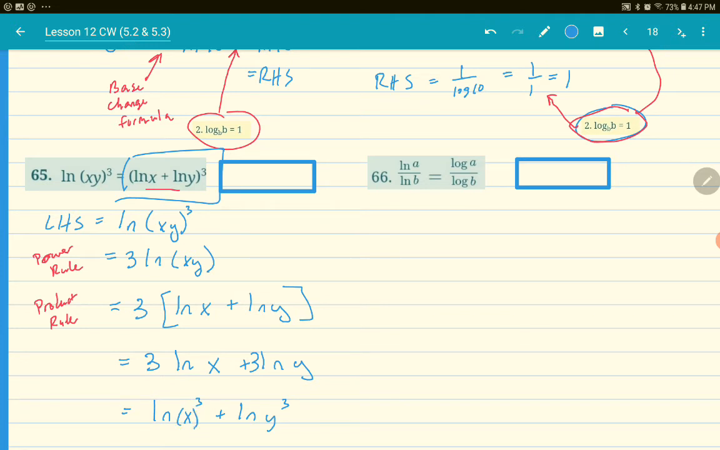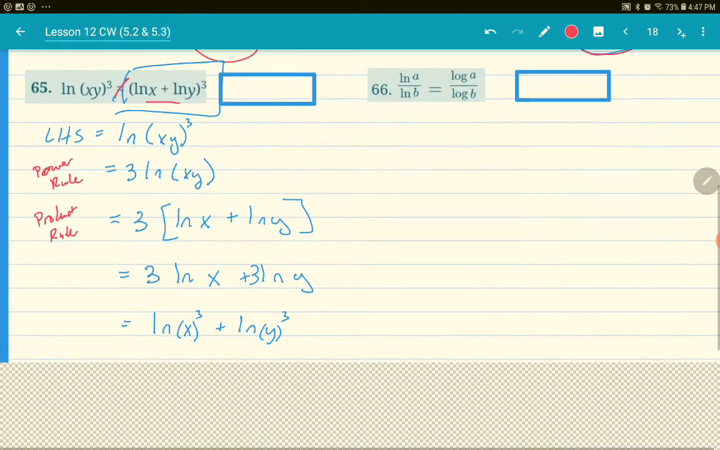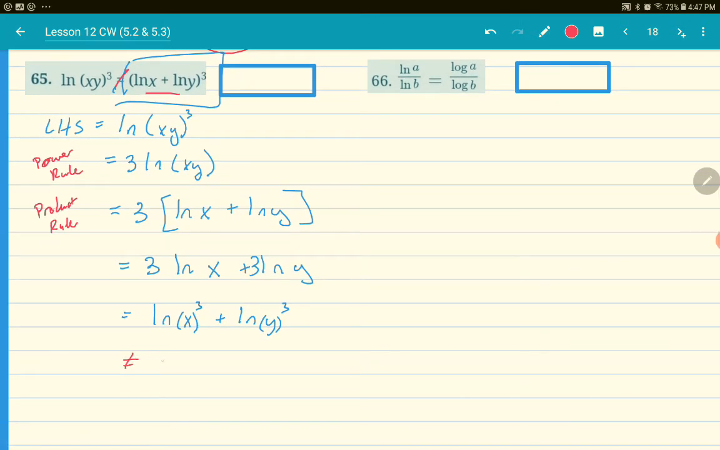So that is not equal to what we're seeing on the right hand side. So these are not equal. So I'm going to write not equal. This is not equal to the natural log of x plus natural log of y cubed. So since it's not equal, this is actually false. This is not equal to the right-hand side.